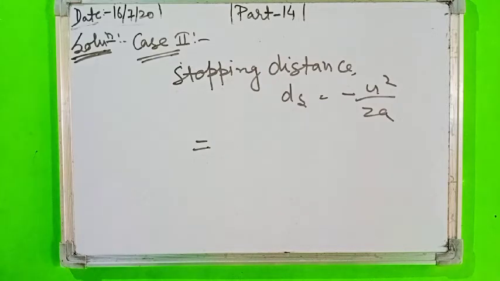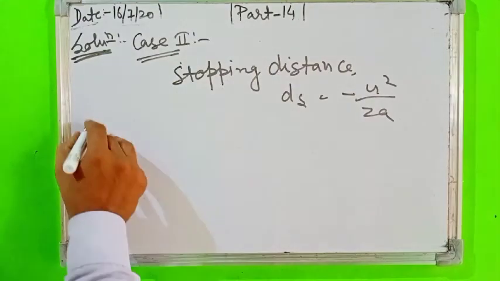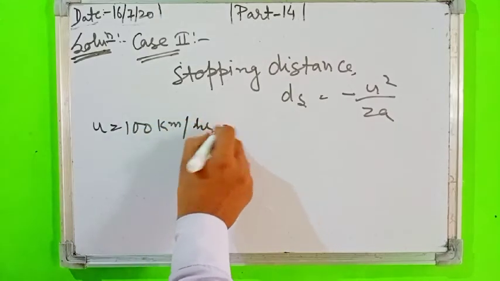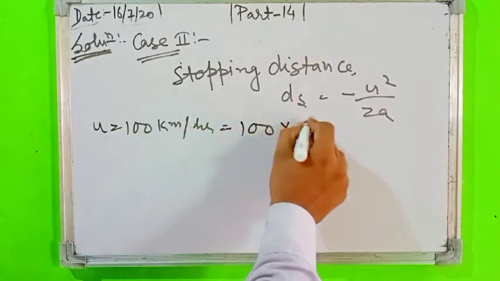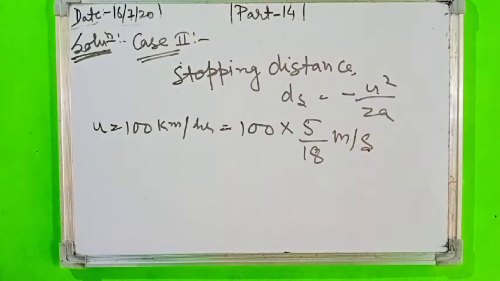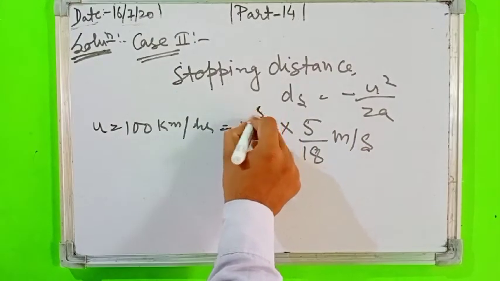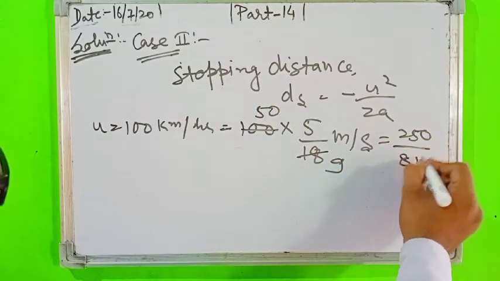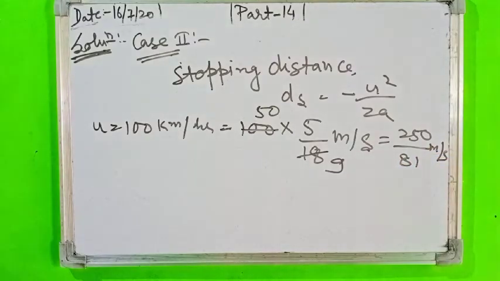u becomes 100 kilometer per hour. So change 100 kilometer per hour into meter per second. So u is equal to 100 kilometer per hour, so 100 into 5 upon 18 meter per second, that is equal to 250 upon 9 meter per second.